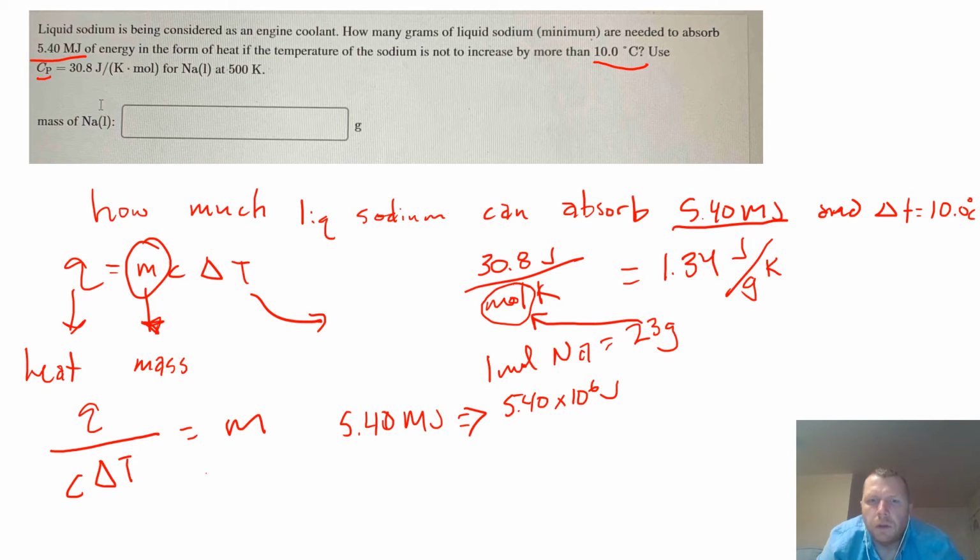So now I've got it all in the units that I want. So I've got 5.40 times 10 to the 6th divided by 1.34 times my change in temperature, which was 10.0. Solve for that. That is going to end up being the mass that you need.